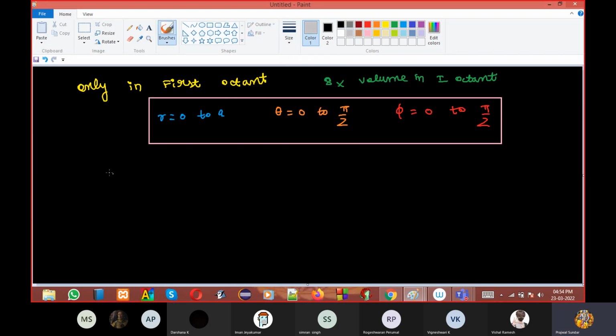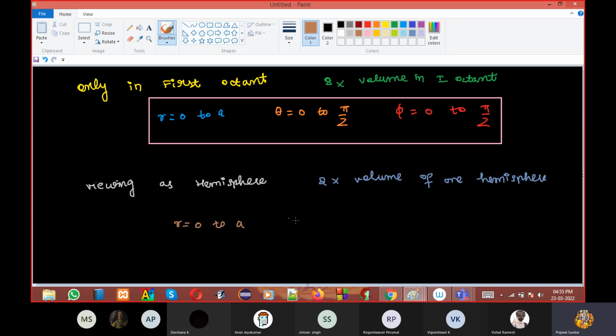Last challenge we'll see. Suppose you are viewing it as a hemisphere. Visualizing it as a hemisphere, then you'll do 2 into the volume of one hemisphere. Then you will visualize the limits for one hemisphere. R equals 0 to a, theta will be 0 to pi by 2, and phi 0 to 2 pi.